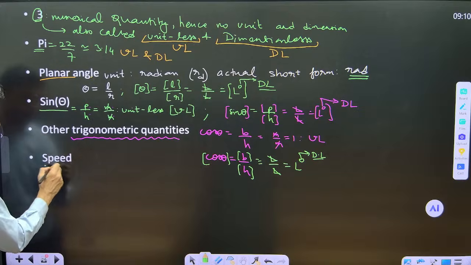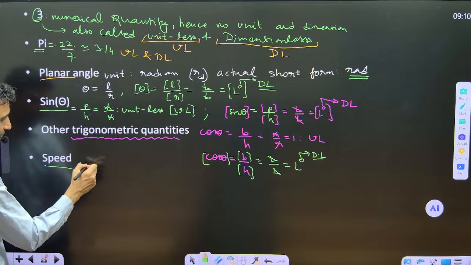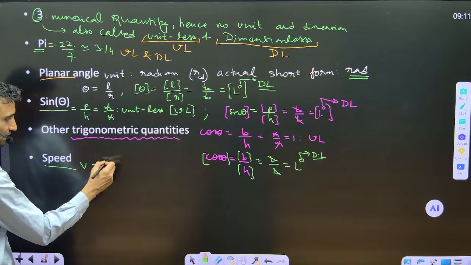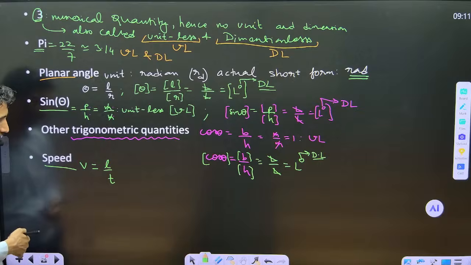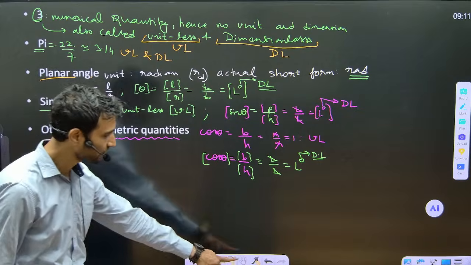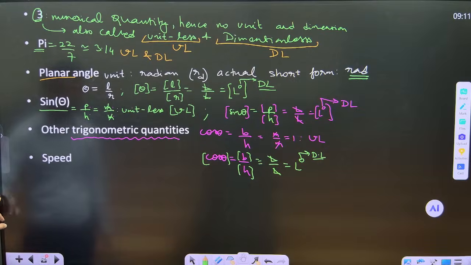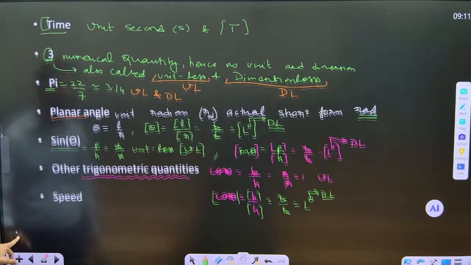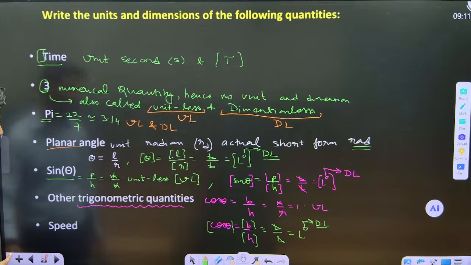Then coming down to speed. So speed is what, guys? It's represented by v, which is distance upon time. First, we've done a lot of things. What you do is first write all this down. Then I'll tell you the rest of it. Let's take all this down.